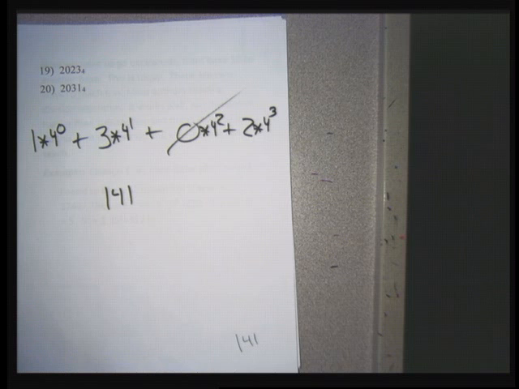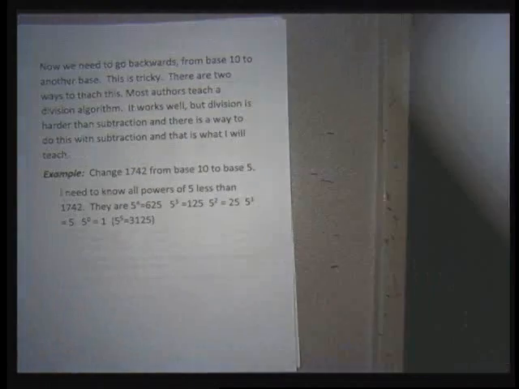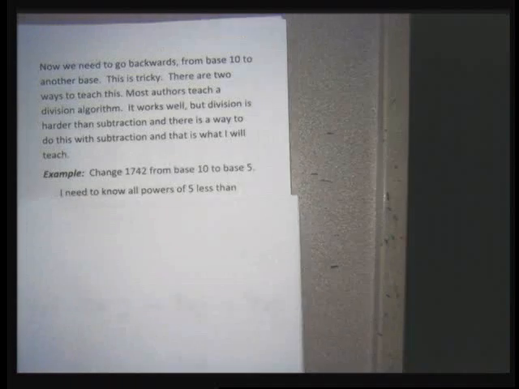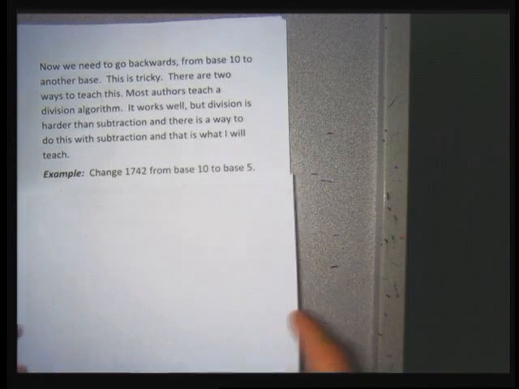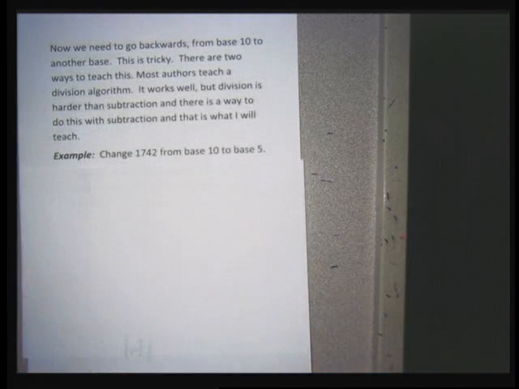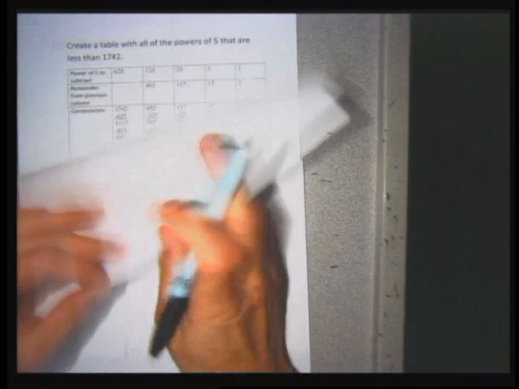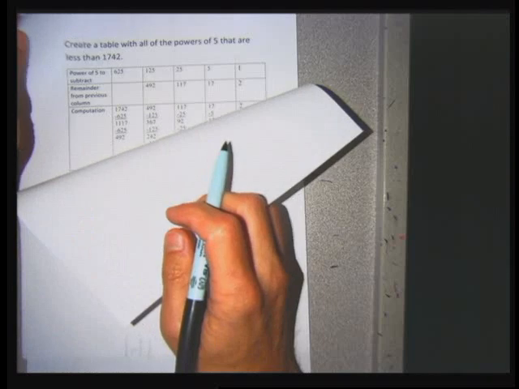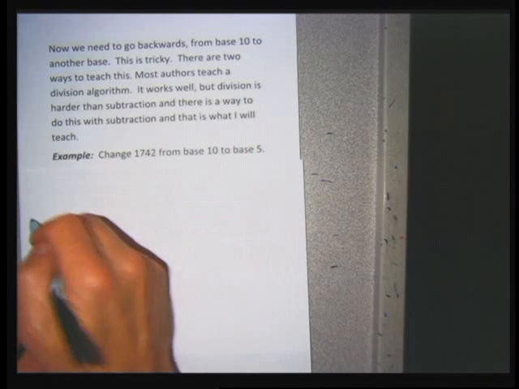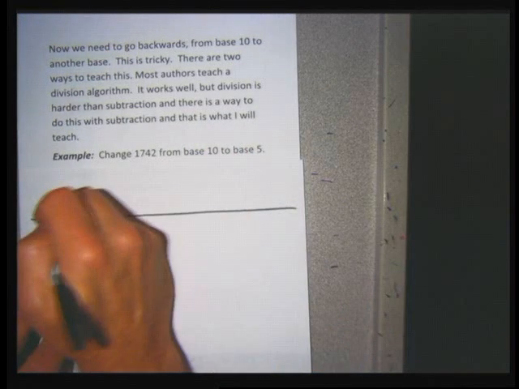So now for the harder direction. For the harder direction, that's going from base 10 to another base other than 10. That's a little bit tricky, and I do them with a table. So next problem I want to do is go from 1742 base 10 to base 5. And I'm going to do that by making a table.